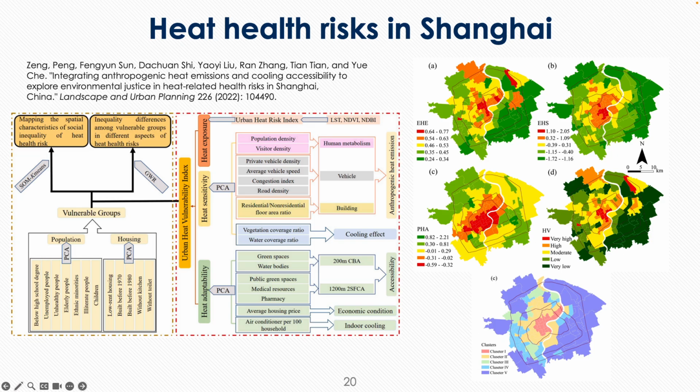right? And so they looked at all of this, and basically you find pretty strong correlations with accessibility to cooling, meaning that you likely have this sort of environmental justice issue happening here.